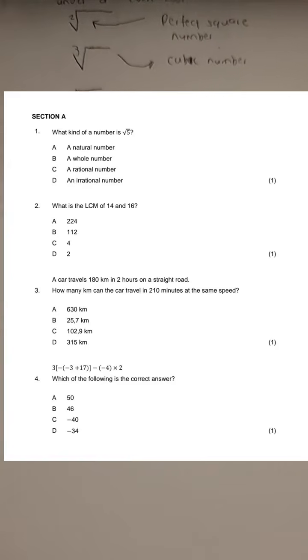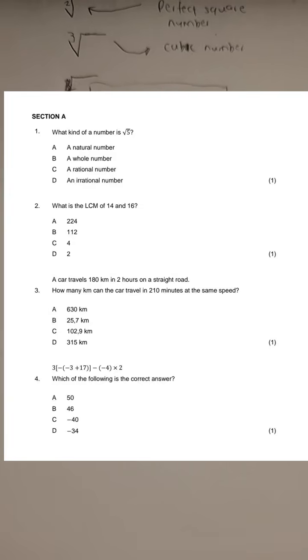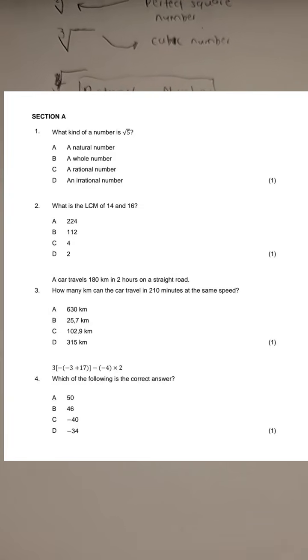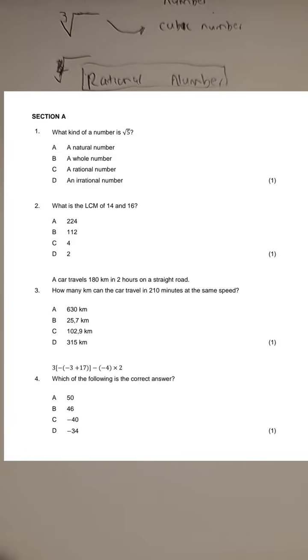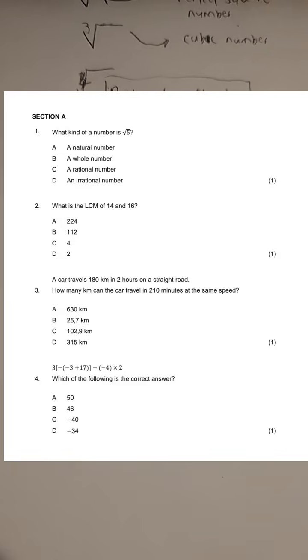No, it's not a whole number, because whole numbers are numbers that actually start at 0 and increase by 1 all the way to infinity. So B is out. C, is it a rational number?